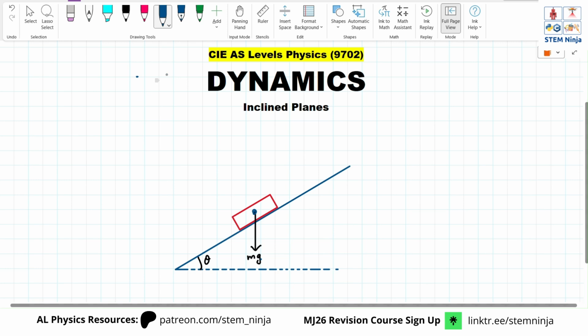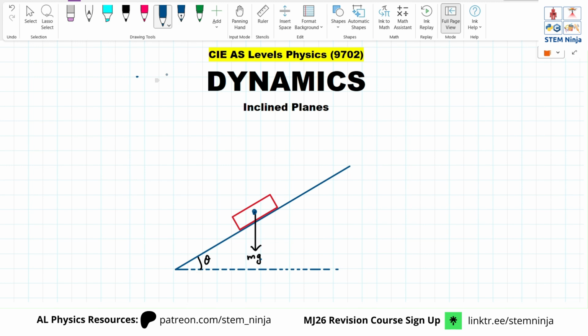Last time we talked about non-uniform motion. This time we're going to talk about inclined planes. This is a continuation of Newton's laws of motion. We need to know how to apply Newton's laws of motion, specifically the sum of forces, resultant force equals ma, in the inclined plane cases.